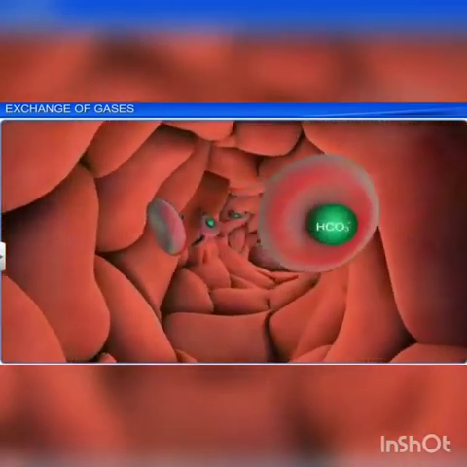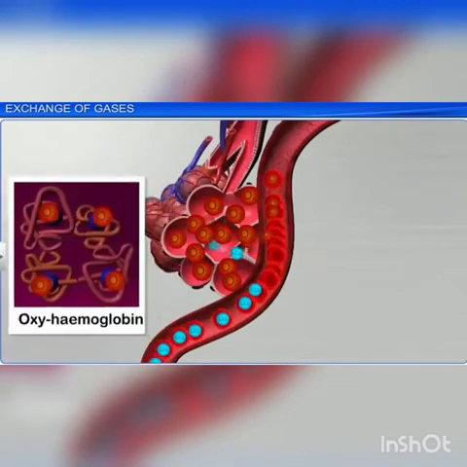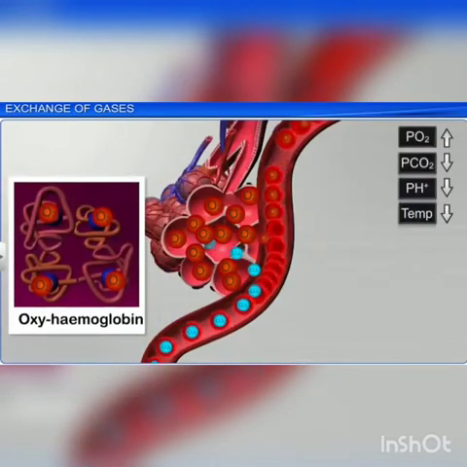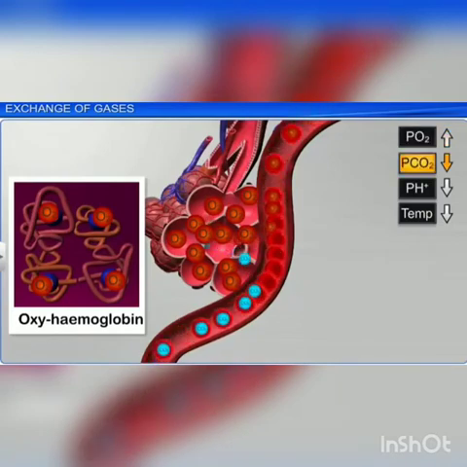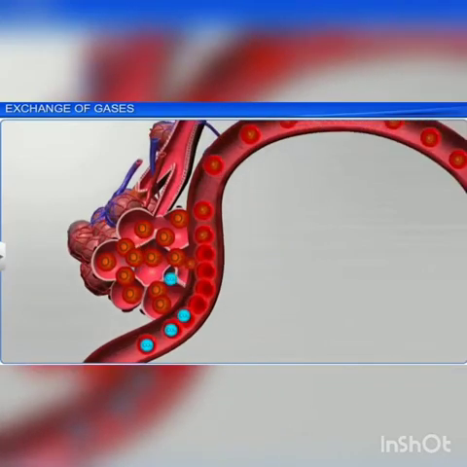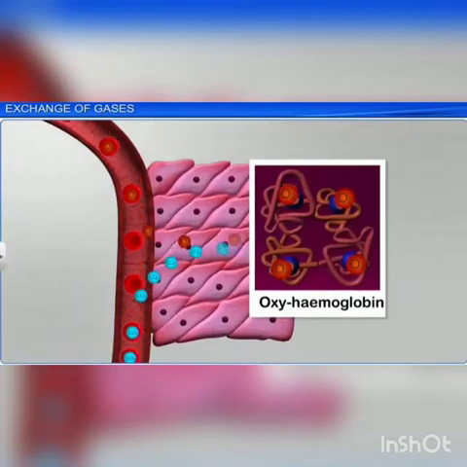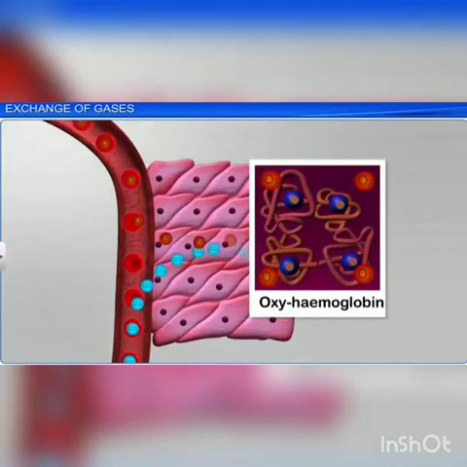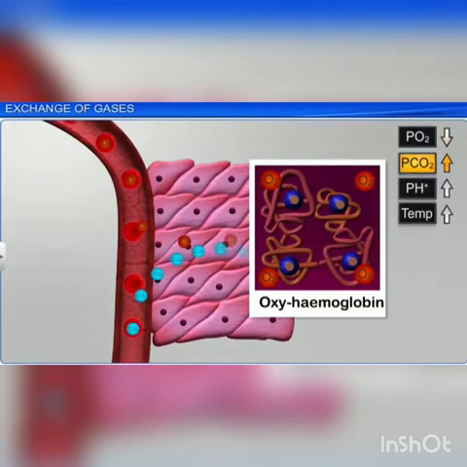In the alveoli, high partial pressure of oxygen, low partial pressure of carbon dioxide, low temperature and less hydrogen ion concentration favor the formation of oxyhemoglobin. Whereas in tissues, low partial pressure of oxygen, high partial pressure of carbon dioxide, high hydrogen ion concentration and high temperature favor the dissociation of oxygen from oxyhemoglobin. So the binding of oxygen to hemoglobin is regulated by the partial pressure of oxygen.